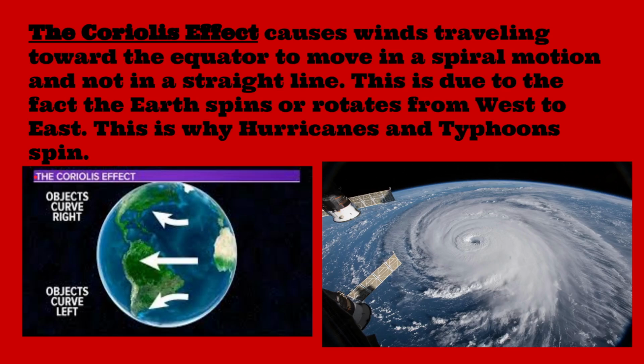Okay? So now, something that you need to remember about this unit is what we call the Coriolis effect. When it comes to the Coriolis effect, winds travel toward the equator and they move in a spiral motion. Winds do not move in a straight line. The reason winds move like that is because we have Earth spinning. Don't forget that Earth is moving on its axis. Earth rotates from west to east, and this is why hurricanes and typhoons spin, because of the movement of the Earth.